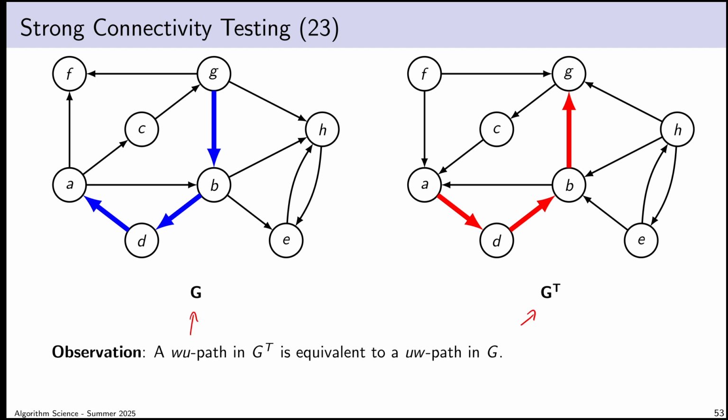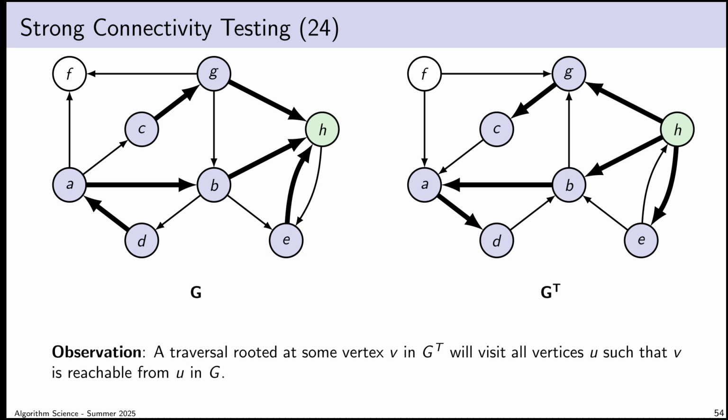So if I find an AG path in the transpose graph, that's actually equivalent to a GA path in my original graph, which isn't too surprising. I flip the direction of all edges, and so the orientation of all paths also gets flipped. Now, what's significant about this is that if I go to my transpose graph and do an ordinary traversal, I don't modify my traversal logic at all. All I'm doing is changing which kind of graph I'm using.